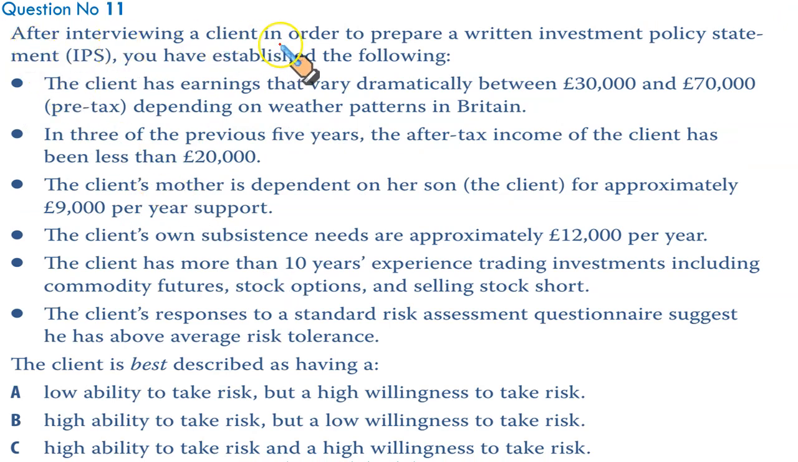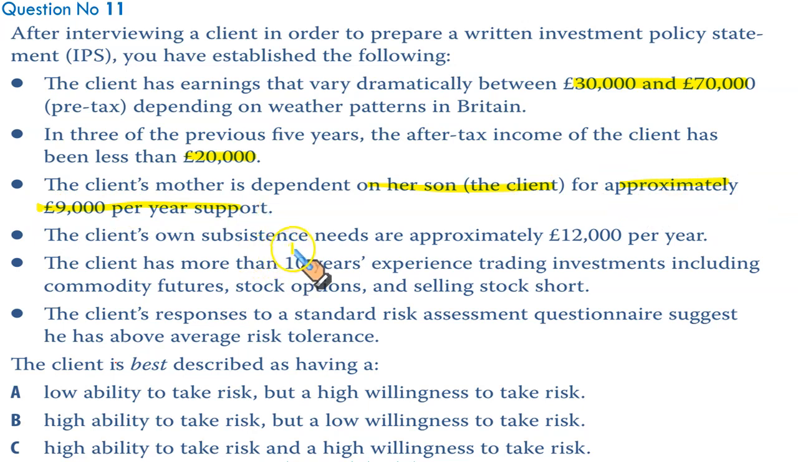After interviewing a client in order to prepare a written investment policy statement, you have established the following. Let us highlight the relevant points. The client has earnings that vary dramatically between £30,000 and £70,000 depending on weather patterns in Britain. So it means the income is quite volatile. In 3 of the previous 5 years, the after-tax income of the client has been less than 20,000. The client's mother is dependent on her son, the client, for approximately £9,000 per year.